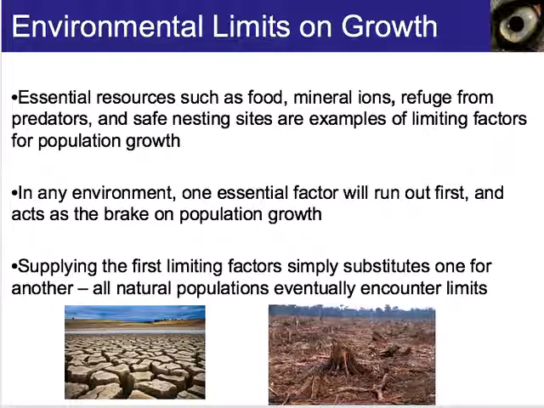Environmental limits on growth. Essential resources such as food, minerals, refuge from predators, and safe nesting sites are examples of limiting factors for population growth. In any environment, one essential factor will run out first and act as the brake on population growth. So supplying the first limiting factor simply substitutes one for another. All natural populations eventually encounter some sort of limit. So one example would be drought or fire.